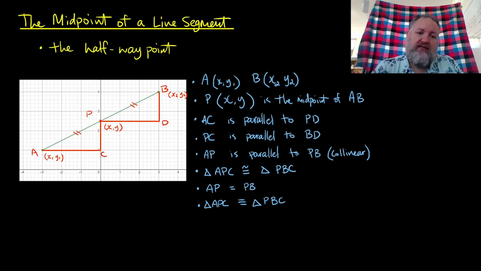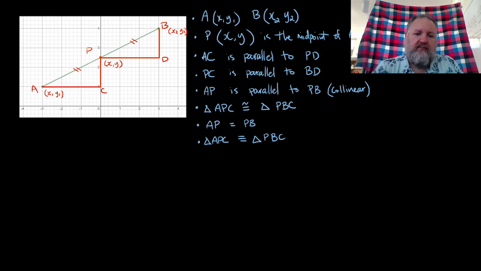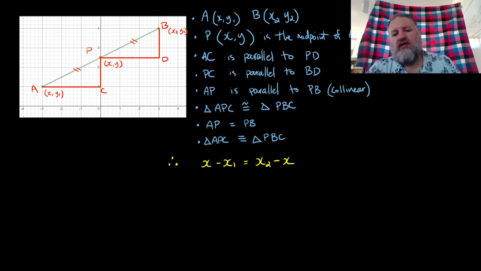So the upshot of this is that if I want to find out what the x value of the midpoint is, I can write it just like this. Because all those things are congruent, I could say that x minus x1, where x, remember, is my midpoint right here, will be equal to x2 minus x. I can do that.